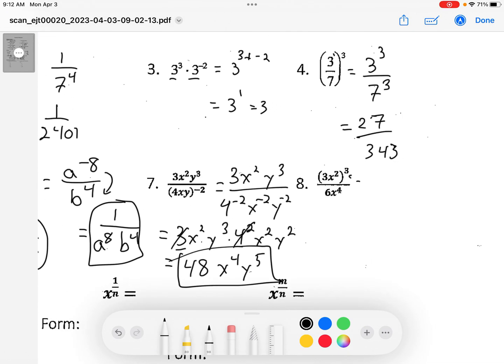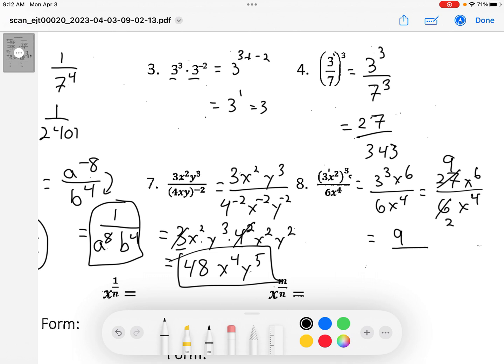Okay, number 8, again, that's a 1, so it's 3 cubed x to the 6th over 6x to the 4th, which is 27 x to the 6th over 6 x to the 4th. Let's see if you can figure this out. 3 goes in there twice, and 9. So we have 9 over 2.